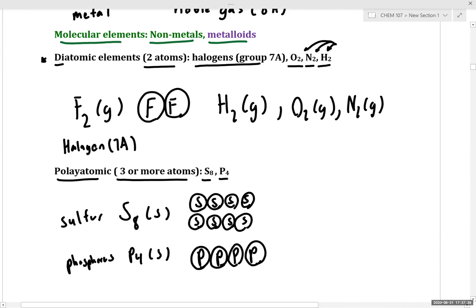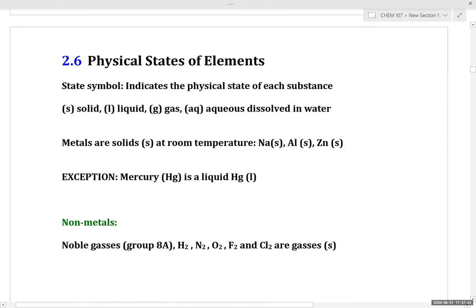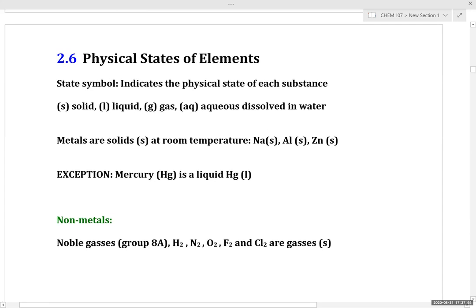If not, let's continue on now. And let's start looking at the physical states of elements. So the state symbol indicates the physical state of each substance: S for solid, L for liquid, G for gas, and AQ for aqueous, which essentially just says dissolved in water.